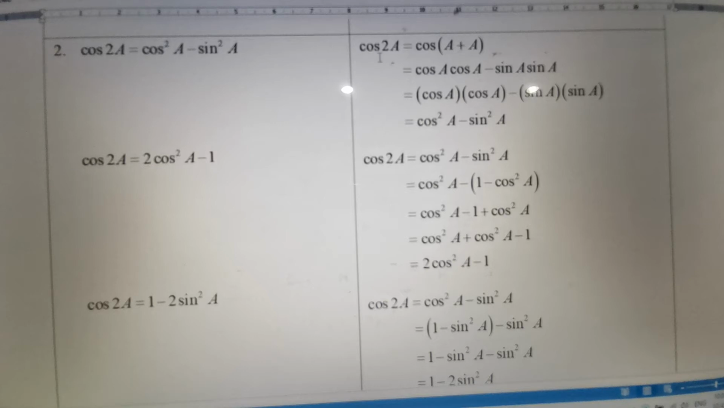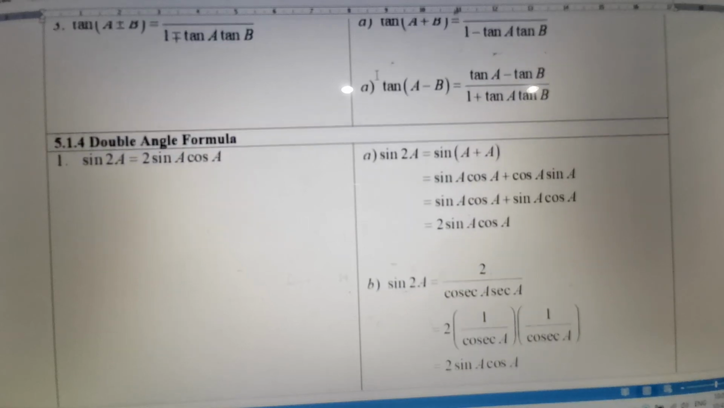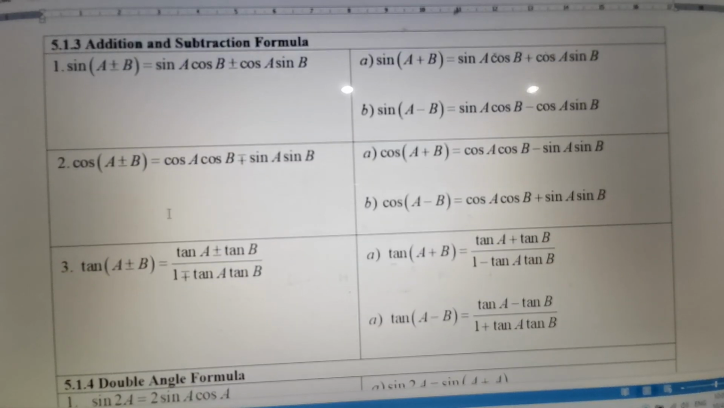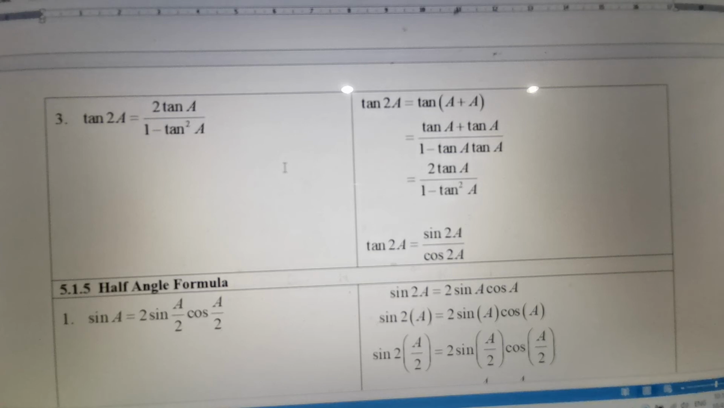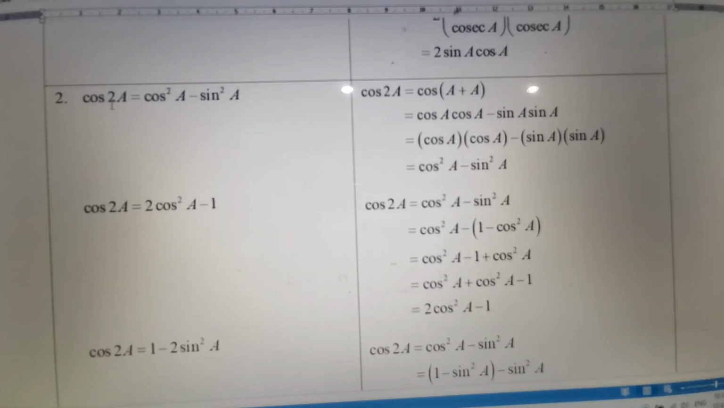Can you see cos 2A? Cos 2A, which is cos squared A minus sin squared A, is actually born from the addition and subtraction formulas. Can you see here, addition formula, cos (A plus B)? You can write here cos (A plus A). Cos 2A is actually cos (A plus A).